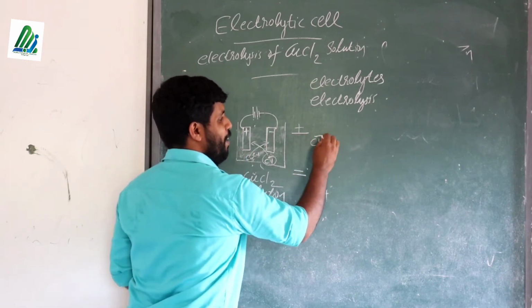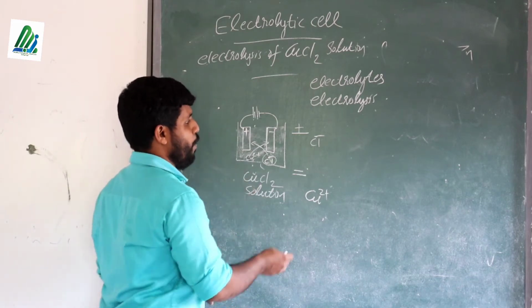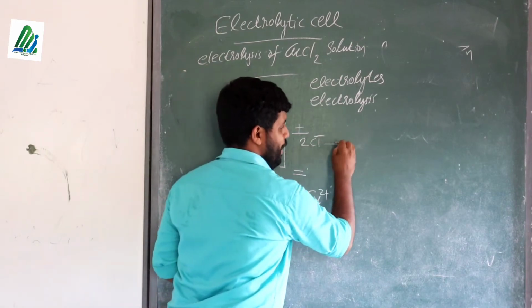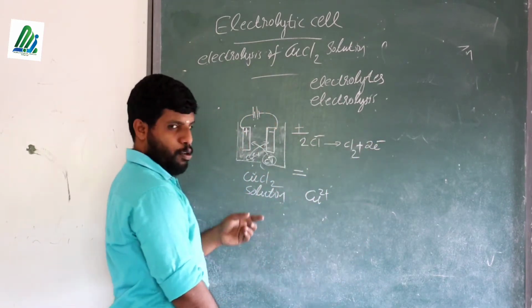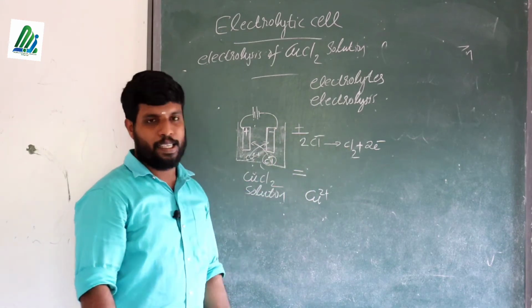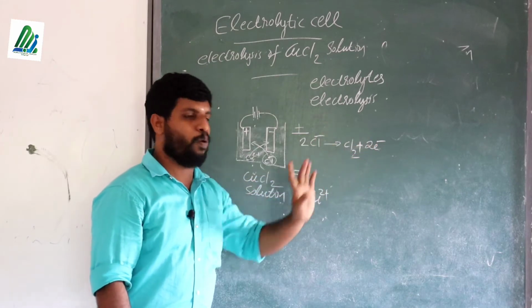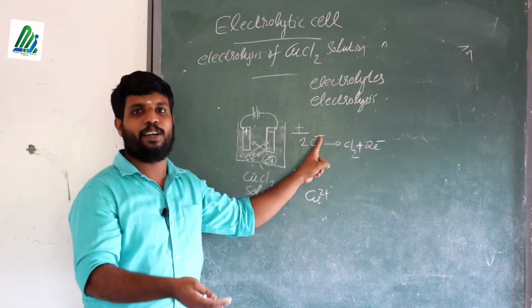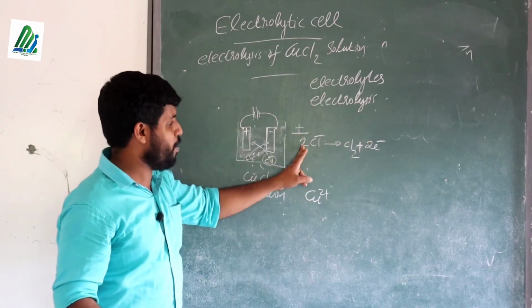The negatively charged ion will donate electrons. To balance the equation we can write: 2 Cl- ions donate 2 electrons and become 2 chlorine atoms, represented as Cl2. So 2 Cl- gives Cl2 plus 2 electrons, because each ion has one excess electron, and here we have taken 2 ions.